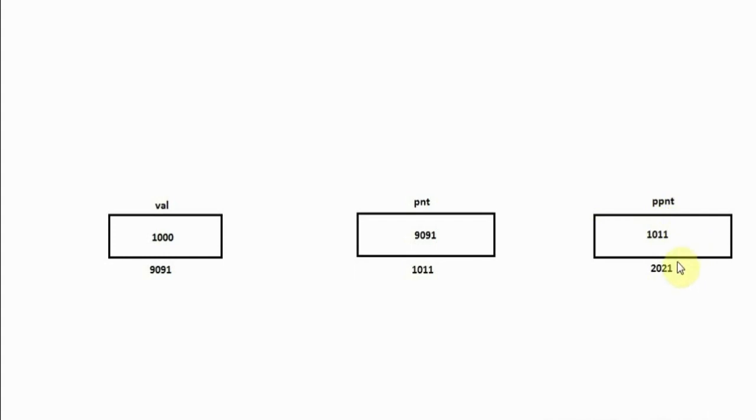Now we, of course, all pointer variables, they are variables, right? They too will occupy space in the memory. They too will be having addresses. So similarly, ppnt is going to have some address 2021. It could be anything. All these addresses that I have assumed, they are just hypothetical addresses. They could be any addresses, and that will be decided only at runtime.